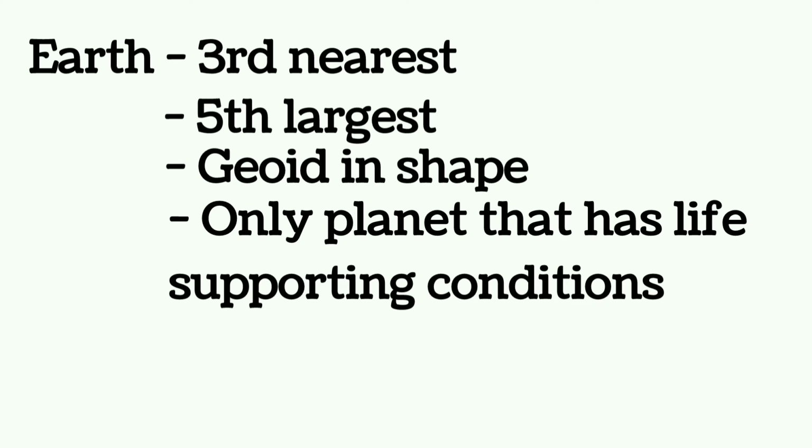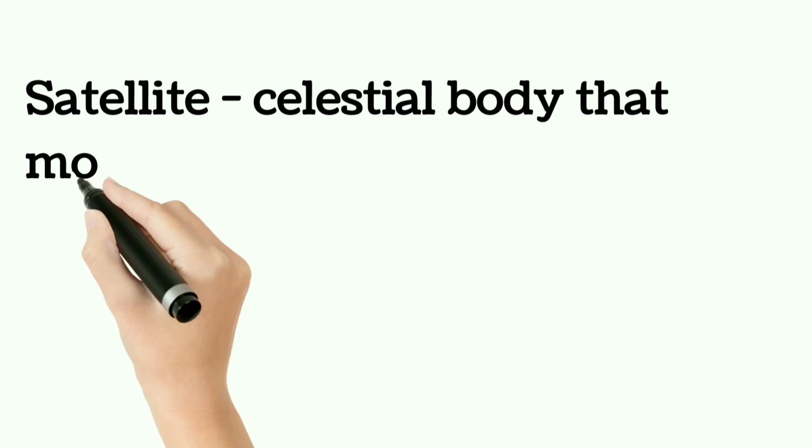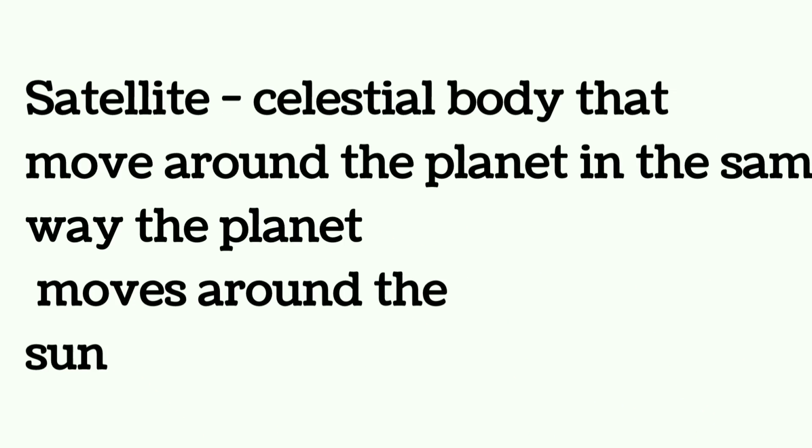We have already seen that in the solar system there are satellites. A satellite is nothing but a celestial body that moves around the planets in the same direction in which planets move around the sun. For example, if a planet is moving in clockwise direction around the sun, the satellite also moves in the same direction the planet is moving. If the planet is moving in anti-clockwise direction, the satellite also moves in anti-clockwise direction. So that is a satellite.